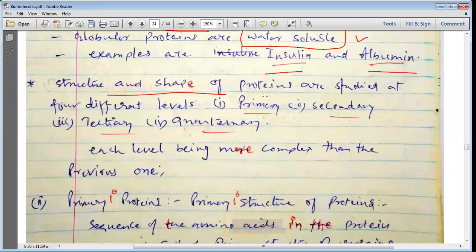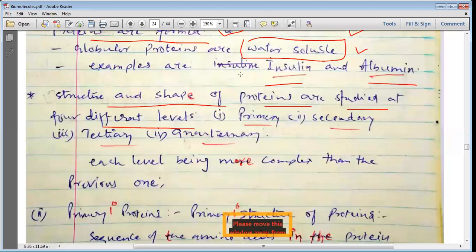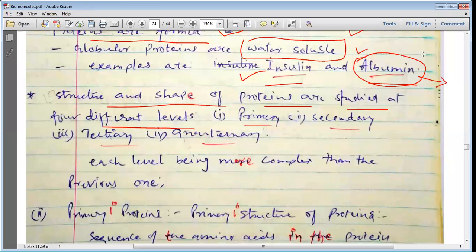Structure and shape of the proteins are studied at 4 different levels. Now, please remember that insulin is the protein present in our body which is utilized to digest the glucose or sugar in our body, and albumin is present in the egg. You might have studied about the blood, that the blood has serum albumin. So this albumin is present in our blood also. This albumin is also present in the egg, my dear students.